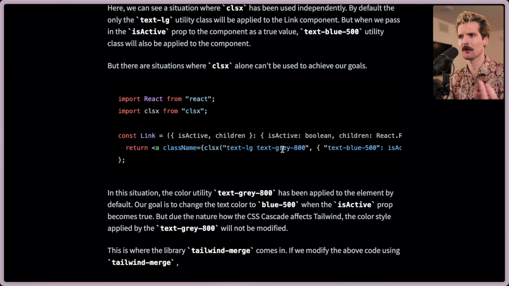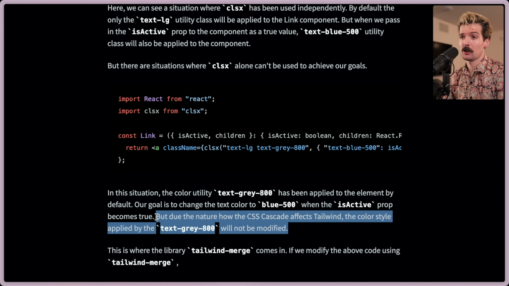Like here, where we have text gray 800, but then we apply text blue 500 instead. In this situation, text gray 800 has been applied to the element by default. Our goal is to change the text color to blue 500 when the isActive prop becomes true. But due to how CSS cascading affects Tailwind, the color style applied by the text gray 800 will not be modified. I have talked about this so much in videos.